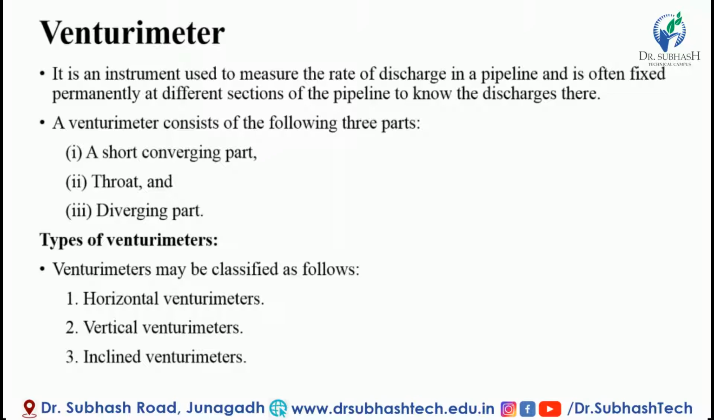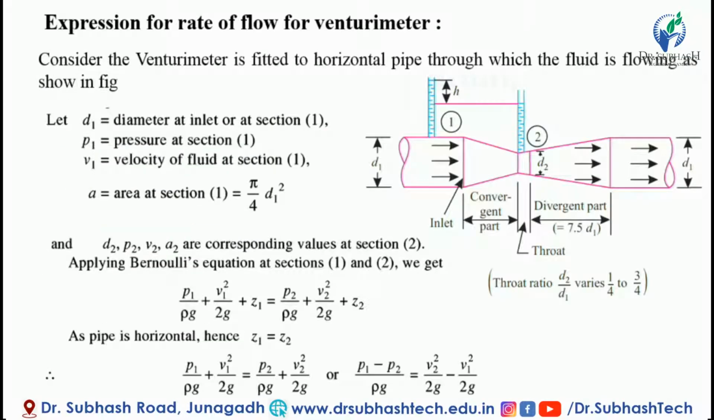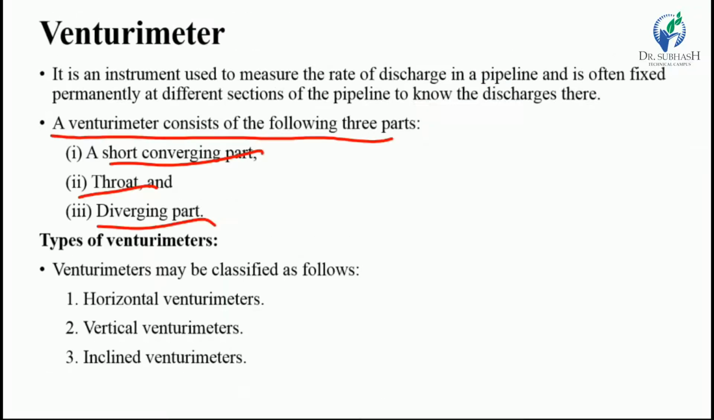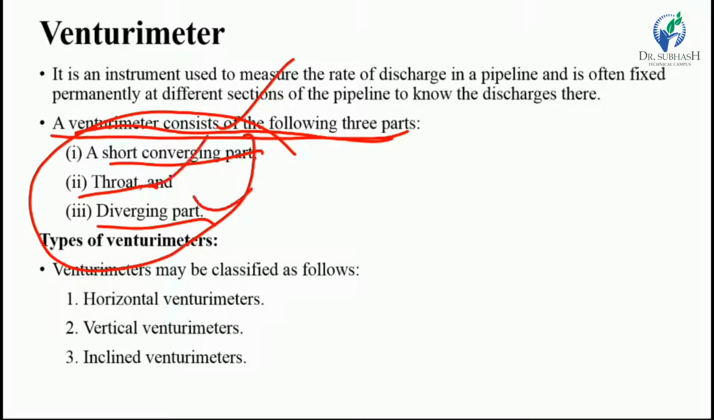When we have to measure discharge in a pipe, at that section we have to permanently fix the venturimeter. The venturimeter mainly consists of three parts: converging, throat and diverging. This portion in the figure is the converging part of the venturimeter. This portion of small diameter is the throat, and this section is the divergent part. So a venturimeter mainly consists of three parts: converging, throat and diverging.